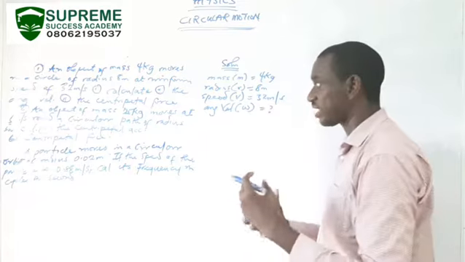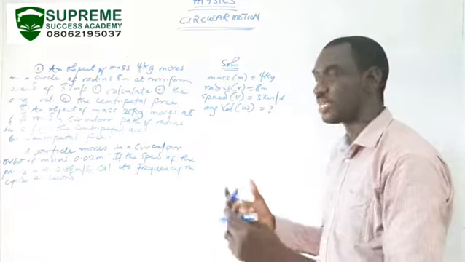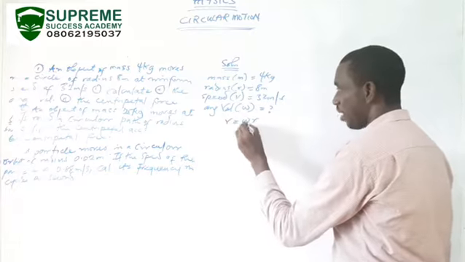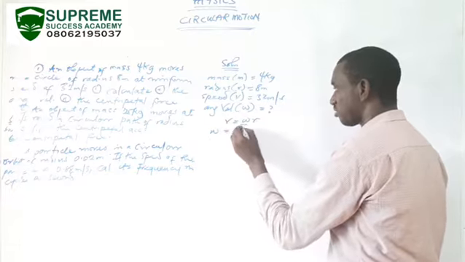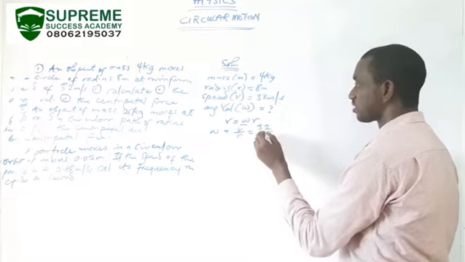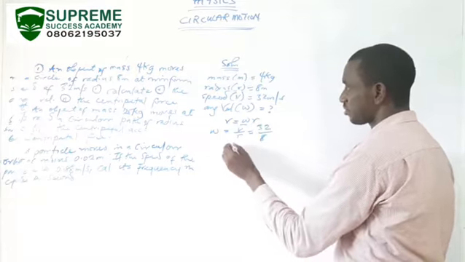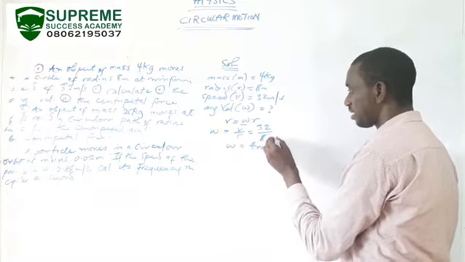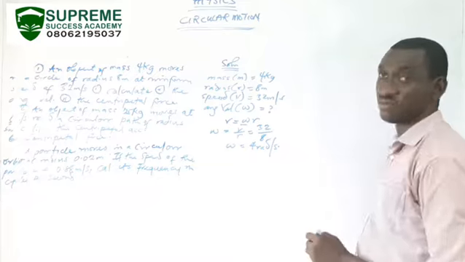And don't forget the relationship between linear velocity and angular velocity that we have derived: V equals W R. We are looking for W, so make it the subject of the formula. W equals V over R. Your V is 32, your R is 8. So your W equals 4 radians per second. That's your angular velocity.